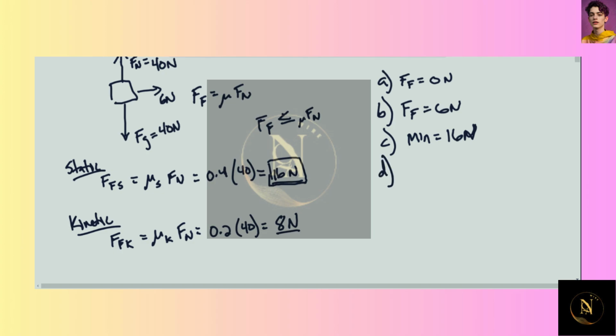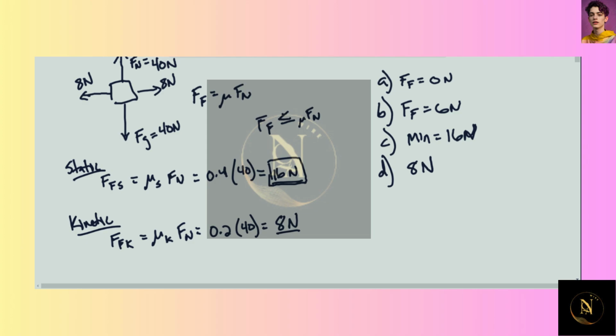Okay, D. What minimum horizontal force must the monkey apply to keep the box moving at a constant velocity? Okay, so now the box is already moving, right? So let me get rid of this. Box is moving, and we want to keep it moving at a constant velocity. Once the box is moving, kinetic friction takes over. So kinetic friction is 8 newtons. So that means if you want to make this thing move at a constant speed, which means no net force, this one also has to be 8 newtons. So you need 8 newtons to push to balance the kinetic friction of 8 newtons.